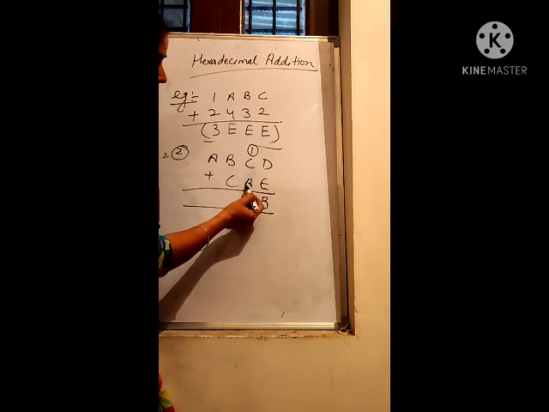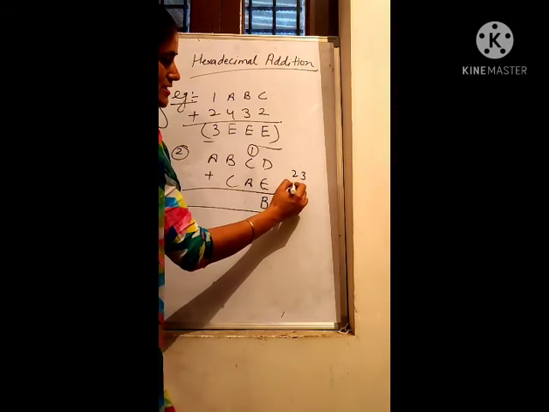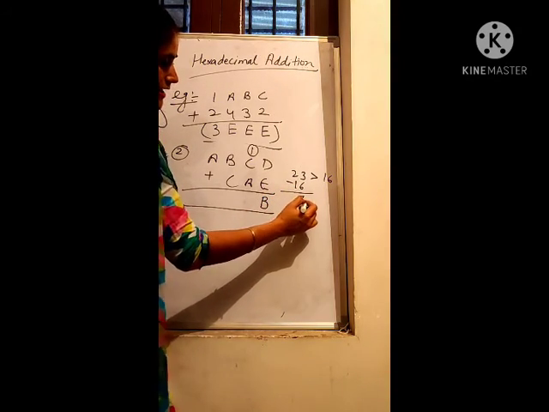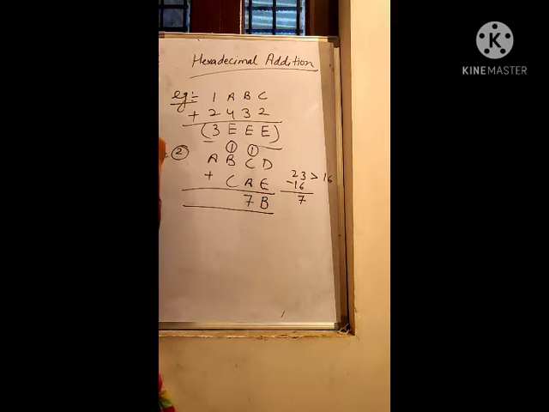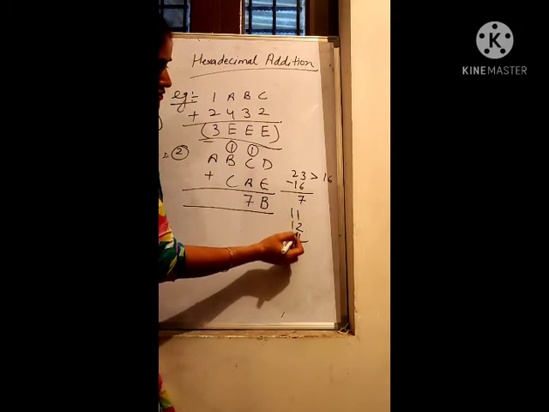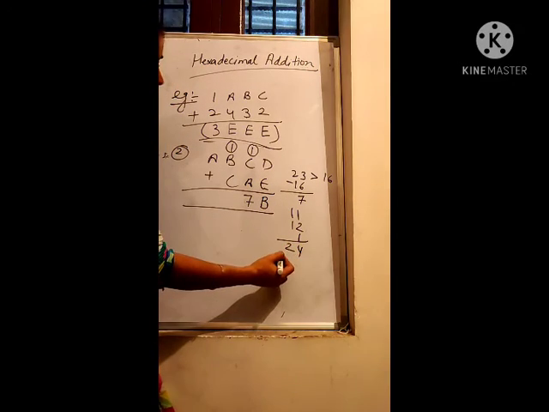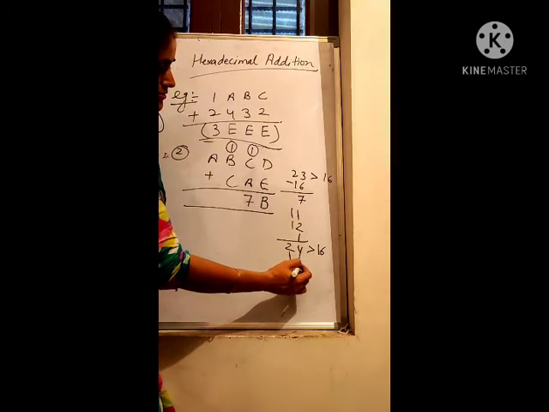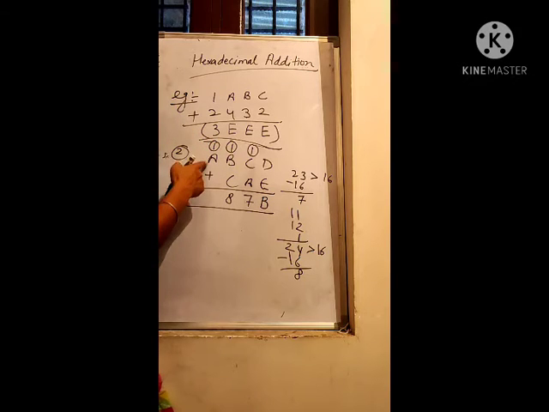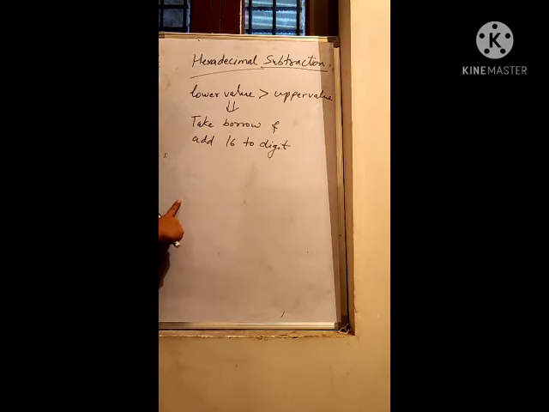12 plus 10, 22, plus 1, 23. Answer is again greater than 16. We have to subtract 16 from 23, that is 7. Carry moves to the next position. Then B means 11, C means 12, and here it is 1 also, that is carry. So answer is 24, that is greater than 16. After subtracting 16 from it, answer is 8. Carry moves to the next position. 10 plus 1, 11, that is B. This is our answer. Next operation is hexadecimal subtraction.